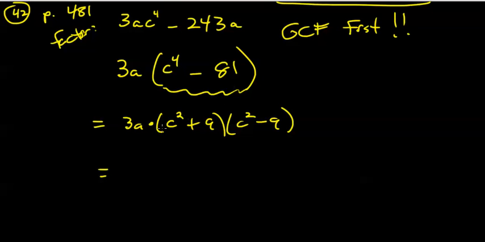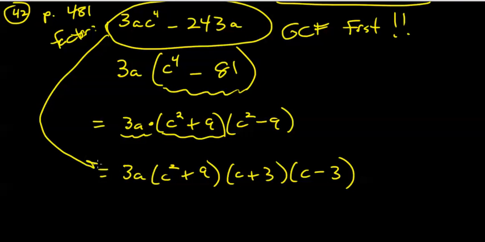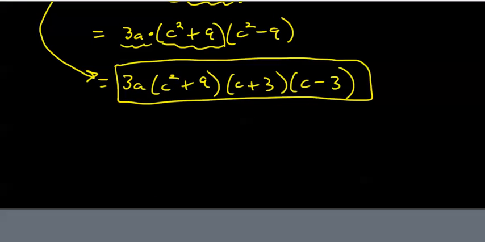And again, the sum of squares is prime. 3a, of course, can't be factored further, so I'll carry those factors down. And of course, c squared minus 9 is equivalent to c plus 3 times c minus 3. So this equals this in factored form. I've broken down that somewhat complicated binomial into a product of these factors listed in my answer. Okay? One more today. Let me get a fresh screen here.